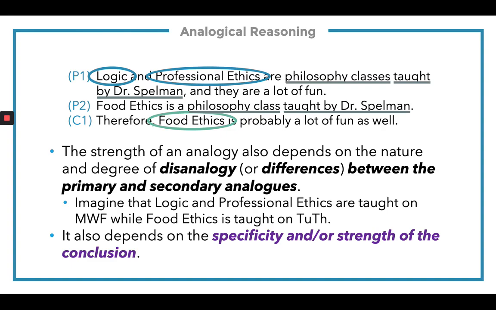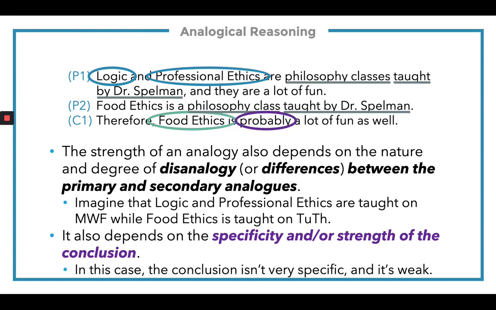The strength of the analogy also depends on the specificity and/or the strength of the conclusion. Here, the conclusion isn't very specific and it's kind of weak. We get the conclusion that food ethics is probably a lot of fun. If the conclusion was that it's definitely a lot of fun, we'd be less confident in that analogy. And if we were more specific about the amount of fun, so logic and professional ethics are 8 units of fun, and food ethics is probably 8 units of fun as well, that's going to be more specific, and the more specific it is, the less confident we can be in the analogy.